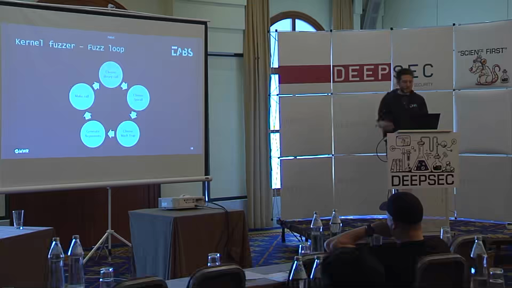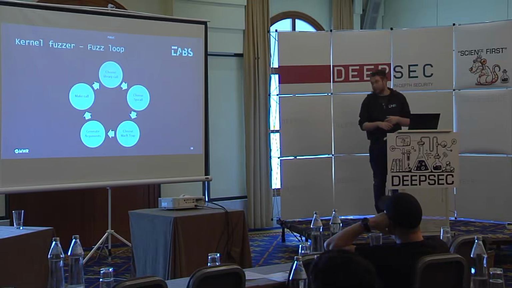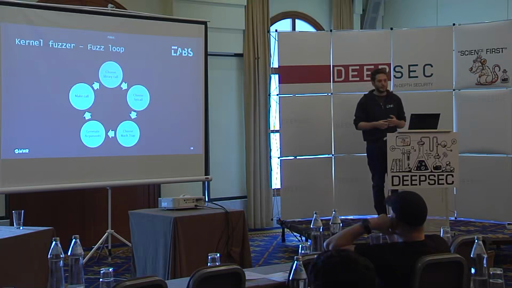So this is what our new fuzzer loop looks like after the first iteration. We either choose a library call, a syscall, or a mach trap, generate the arguments for it, and then make the call. Does it crash? Yes, no. Okay, carry on if it doesn't. And we'll do that a few hundred thousand times.